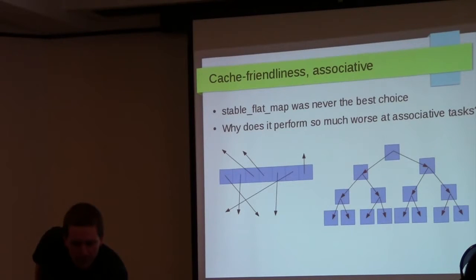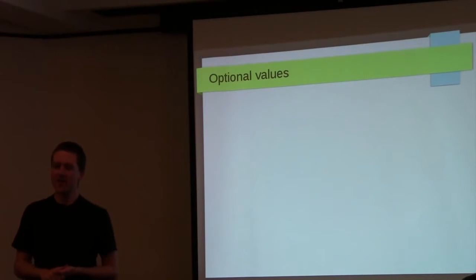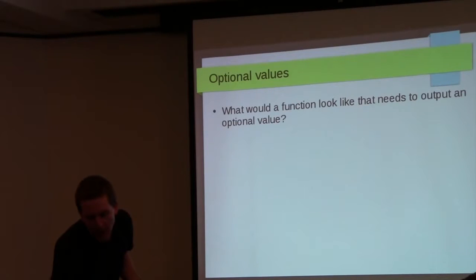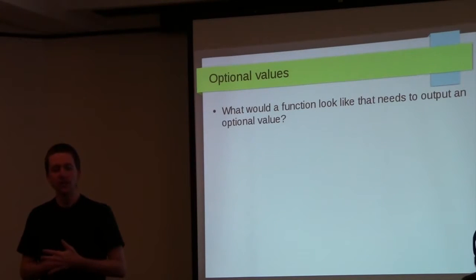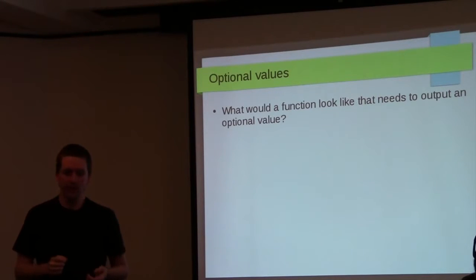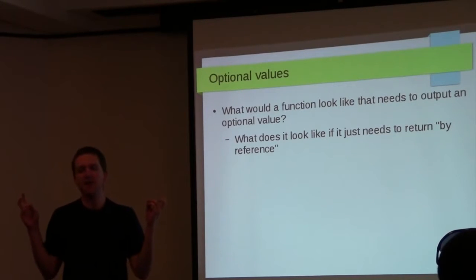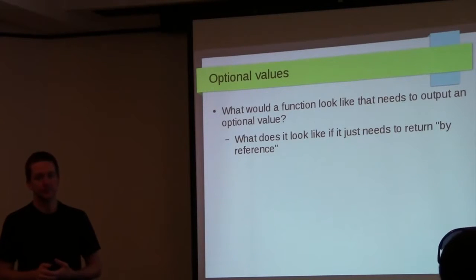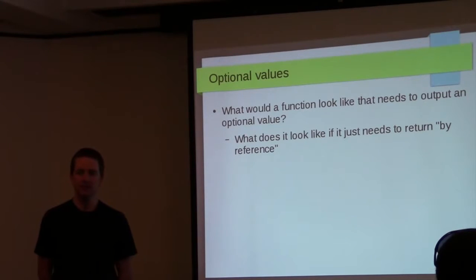Okay. So another situation where people often use dynamic allocation is for optional values. In particular, if you or your coworkers were designing a function that needs to output an optional value, what would it look like? What does it look like if it just needs to return by reference? It doesn't need to grant ownership of the thing, but just a reference to the thing. Anybody have any ideas? What would their function look like for this?